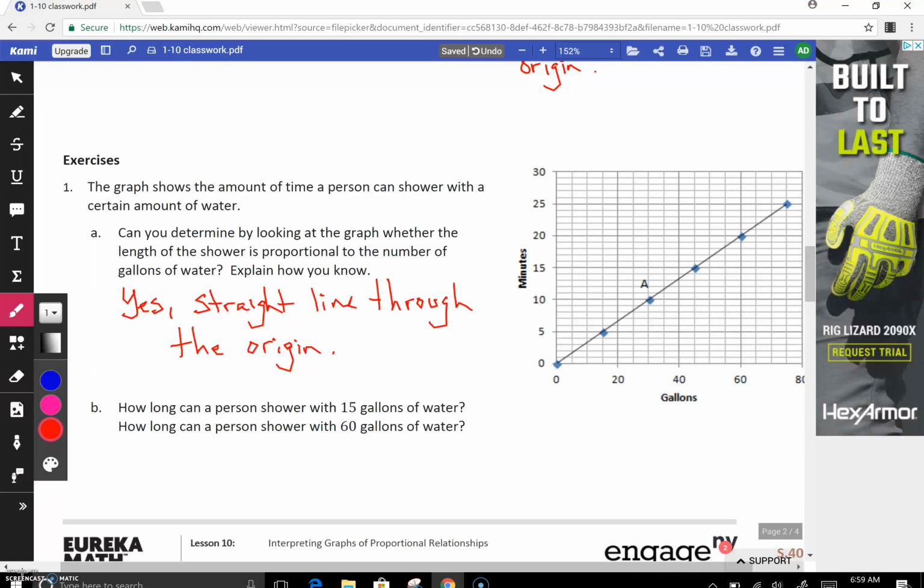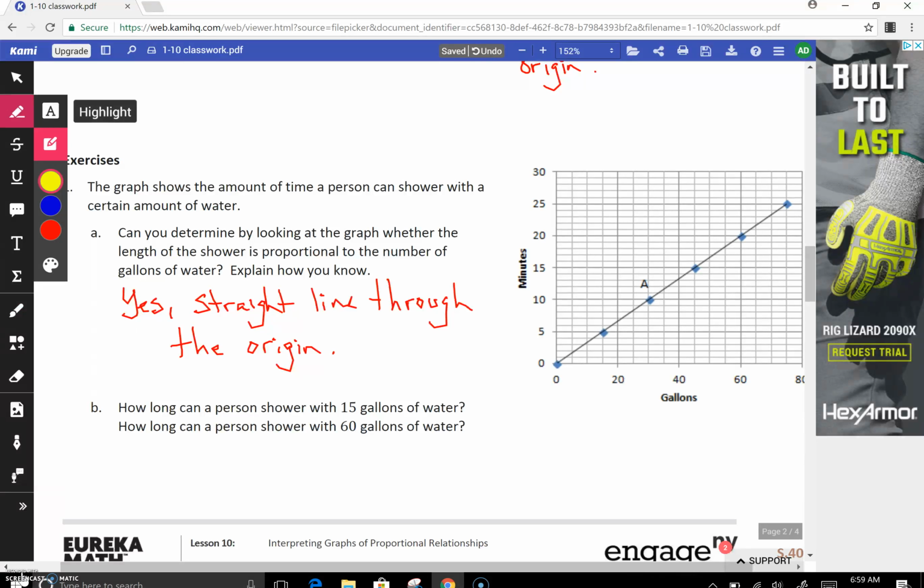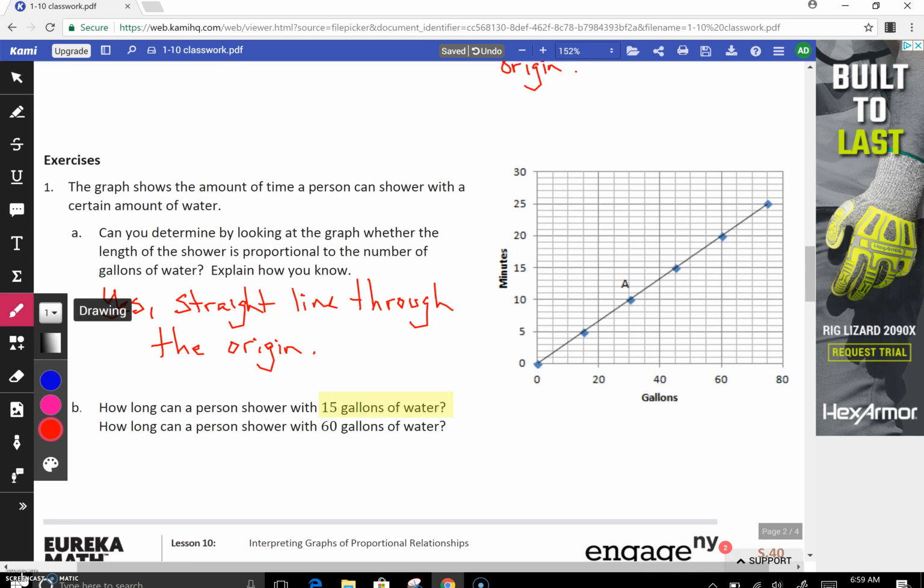Part B, how long can a person shower with 15 gallons of water? So with 15 gallons of water, here's what I do. I go down here, I look at my gallons on the x-axis. I find 15.